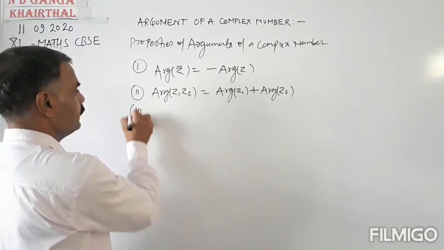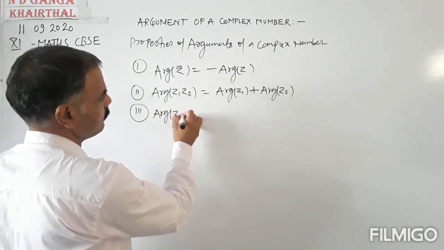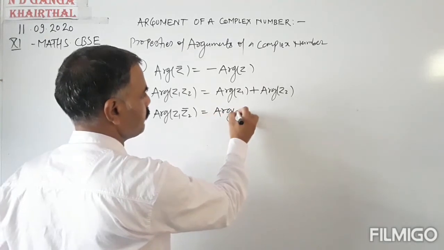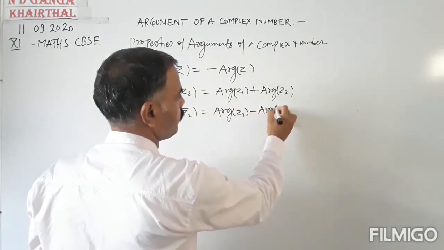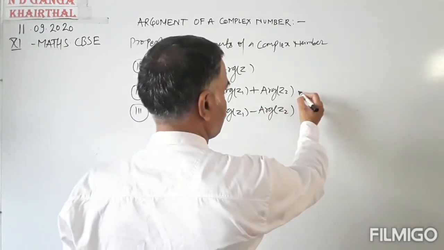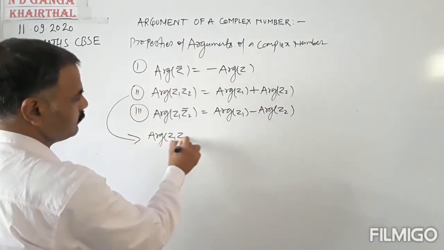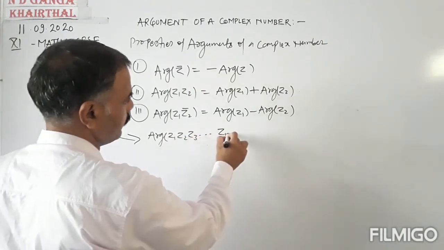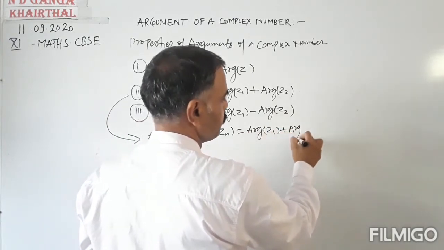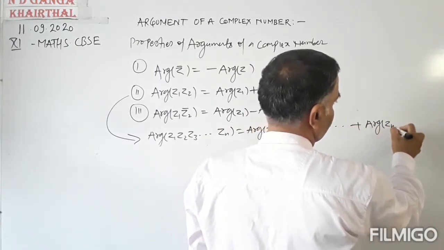Third property is argument of Z1 by Z2 conjugate is equal to argument of Z1 minus argument of Z2. And this property can be generalized as argument of Z1, Z2, Z3 and so on Zn is equal to argument of Z1 plus argument of Z2 plus and so on plus argument of Zn.